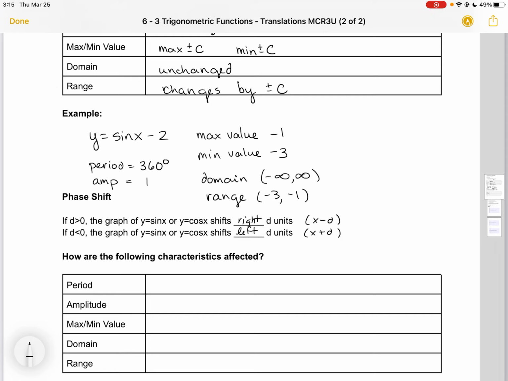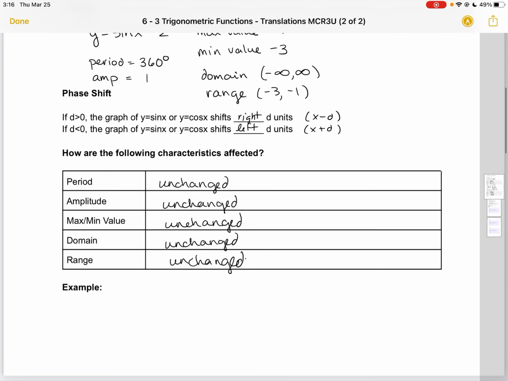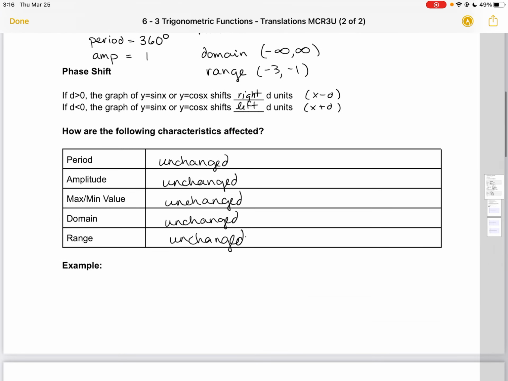Going through our characteristics, the period is unchanged because all we're doing is shifting the graph. Amplitude, also unchanged. Our maximum and minimum value, because we're shifting it horizontally, are also unchanged. Domain, all x values are still okay, so that remains unchanged. And our range is also unchanged because we haven't shifted up or down, therefore not affecting the maximum and the minimum value.